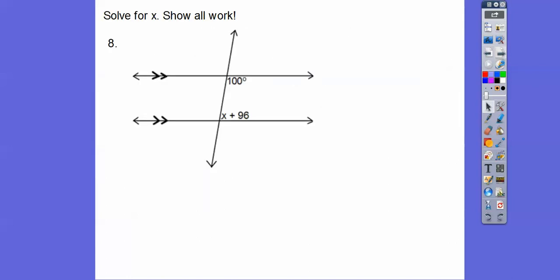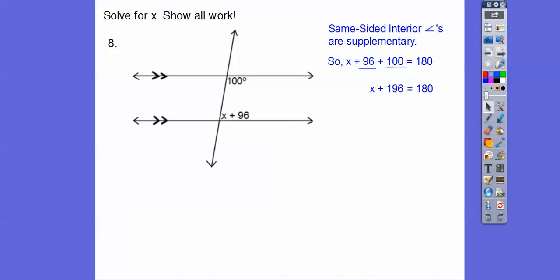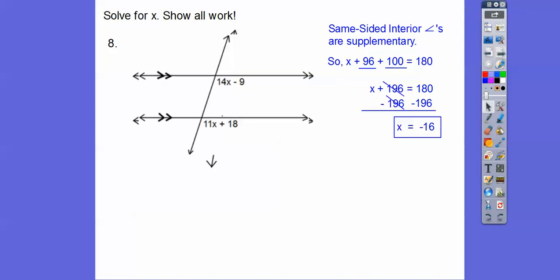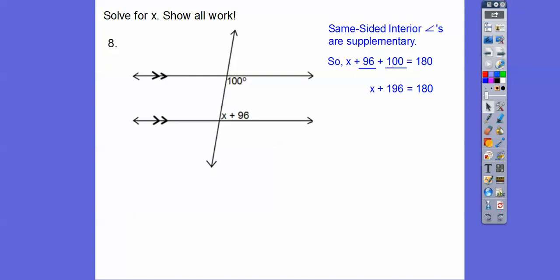These arrows right here tell me that these lines are parallel. These guys are called same-sided interior angles, and they're supplementary, which means they add up to 180. So if we add them up to 180 and combine 96 and 100 is 196, subtract 196 from both sides, and we get negative 16.